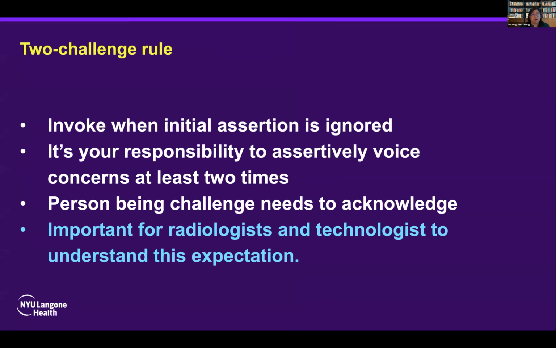So one way that we can advocate for our patients is using the 2-challenge rule. And this is something that has to be understood by the team. This is invoked when your initial assertion is ignored. It's your responsibility to assertively voice the concerns at least 2 times. So if you bring up something, for example, in that last scenario that I talked about, where the technologist tried to stop the procedure from happening because she knew that it was the wrong side.